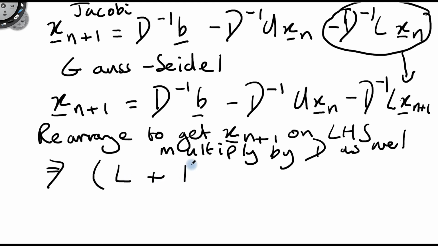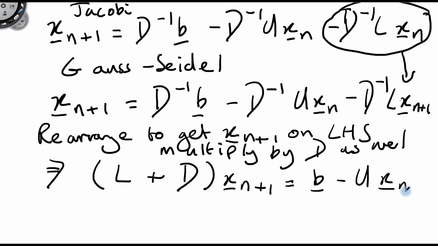That will then give us L plus d, because d times the inverse is obviously identity, times xn plus 1 equals b minus u of xn. So we've multiplied through by d, so that gets rid of the d inverse there, there, and there, and the d then goes in front of the xn plus 1. We bring the L xn plus 1 onto the left, so you've got L plus d times xn plus 1 on the left hand side, and then you've got b minus u of xn on the right hand side.